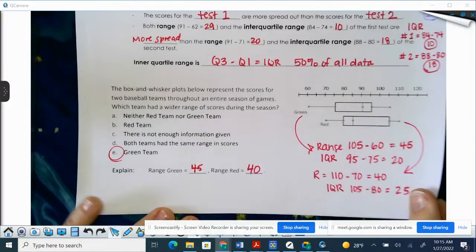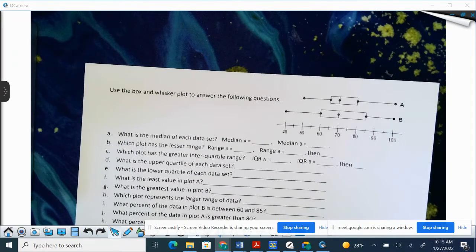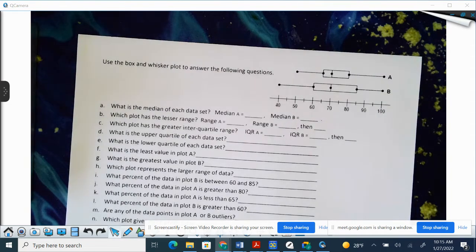Got 5 more minutes, and we'll keep going unless somebody tells me otherwise. Got one more example with lots of questions. So not knowing what this is, but it is numbers and it is a box and whisker plot, we're going to compare and discuss all the parts.